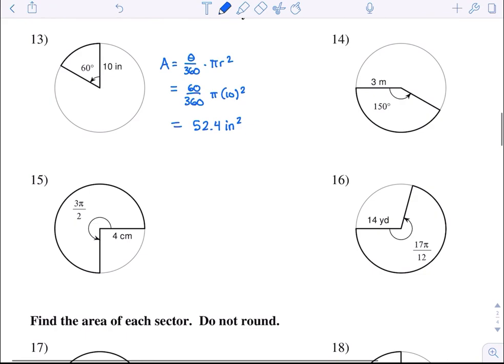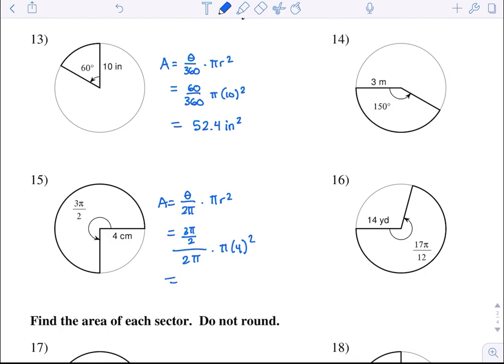15. So area is going to equal theta. Now notice that we're in radians, right? 3 pi over 2, so theta over 2 pi times pi r squared. So we're going to have 3 pi over 2, all this divided by 2 pi times pi r squared. Oh, times 4, because that's our radius.